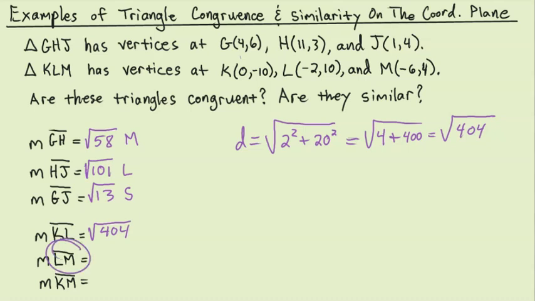Let's see what LM is here, the distance of LM. We're going from negative 2, 10 to negative 6, 4. So how far is it from negative 2 to negative 6? Well, that's 4 units away.